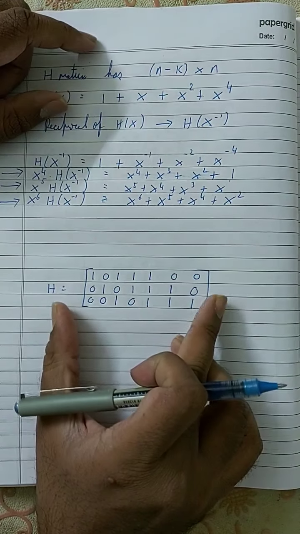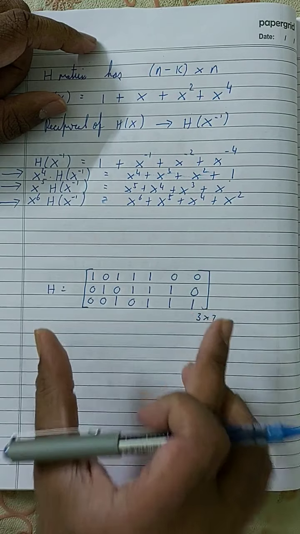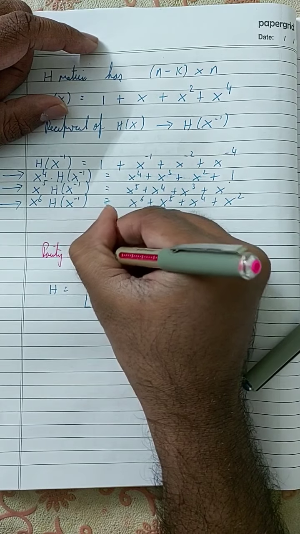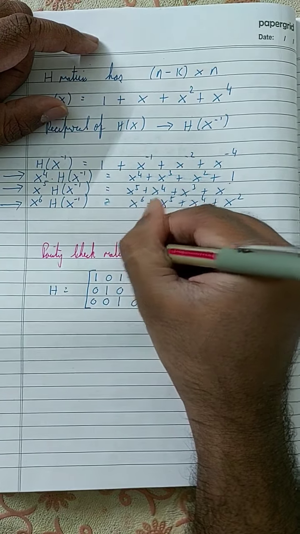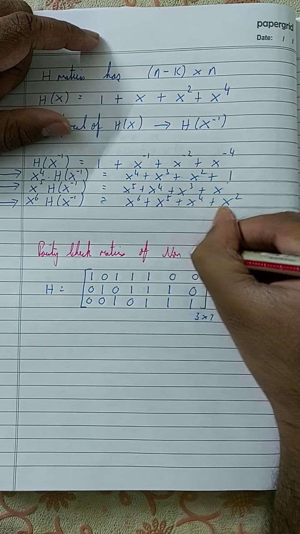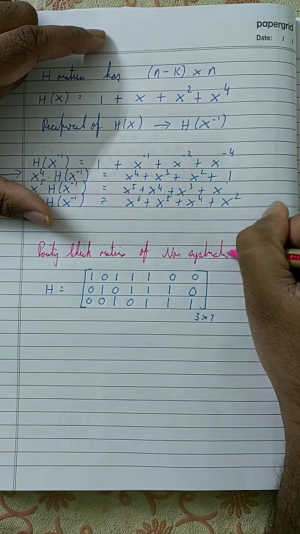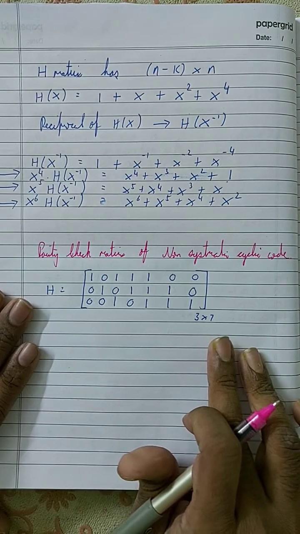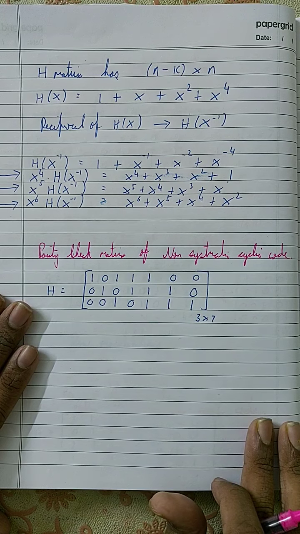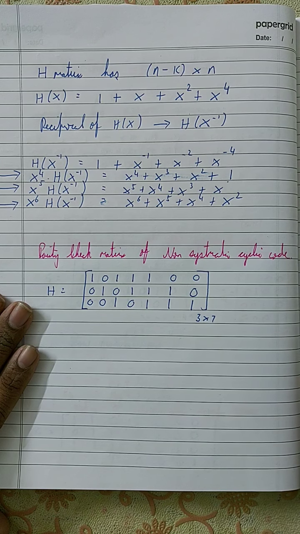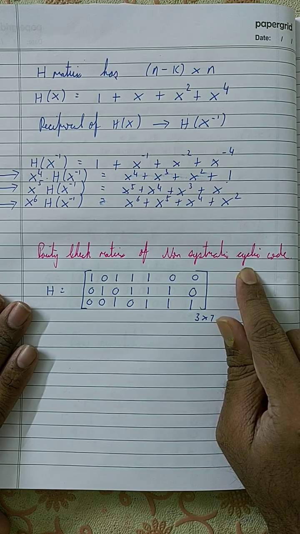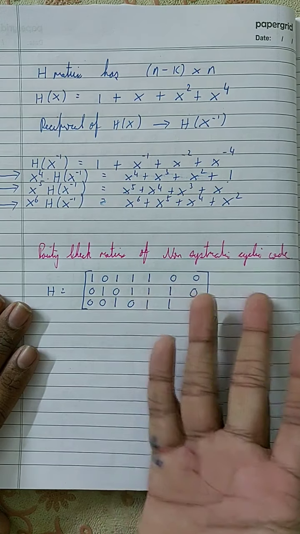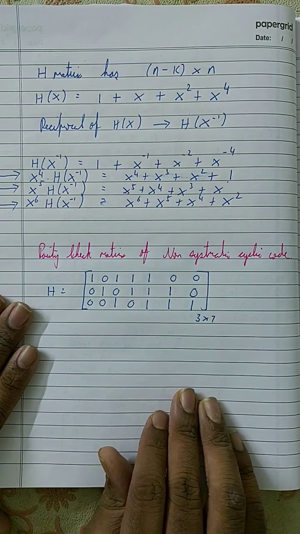This is your parity check matrix of, this is also actually the parity check matrix of non-systematic cyclic code. Okay, non-systematic. How do I know it's non-systematic? Again, because if it had been systematic, then there would be an identity matrix somewhere in this, either over here or over here, but there is no identity matrix anywhere over here. So this is a non-systematic cyclic code.